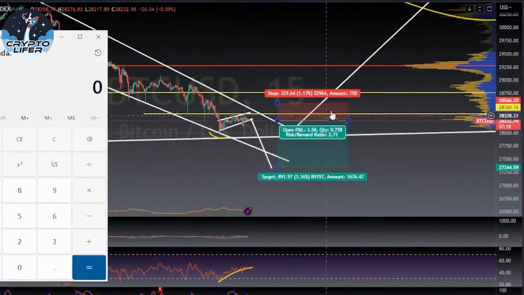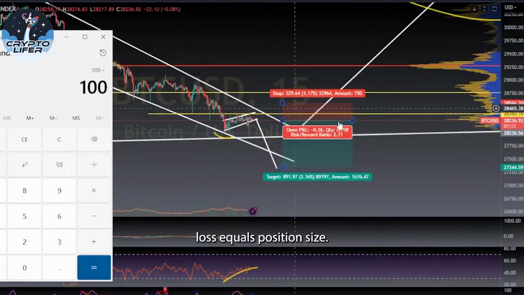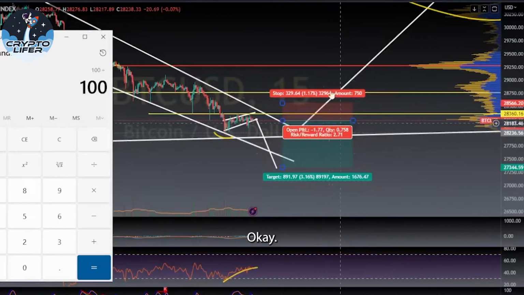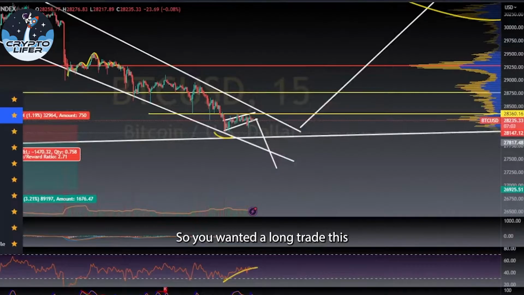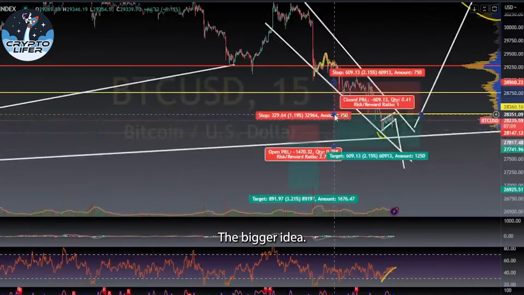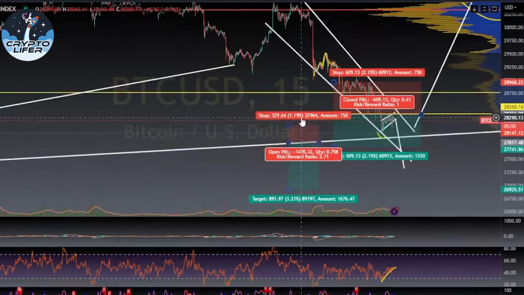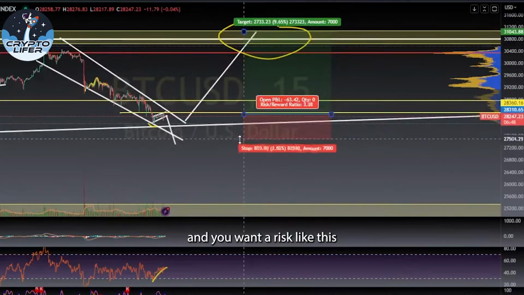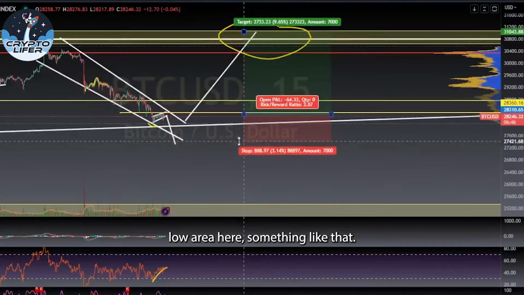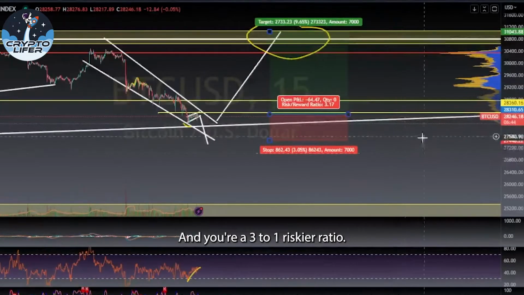What the risk is for you. 100 divided by the stop loss equals position size, okay? Not multiplication, no. So if you were going to make a long trade the other way, say you wanted to long trade the bigger idea, okay? And you want to get up to 9%, and you want to risk this low area here, something like that. And you have a 3-to-1 risk reward ratio.